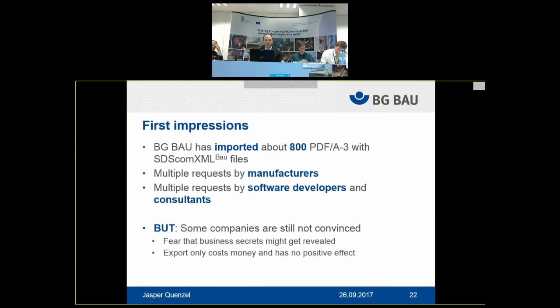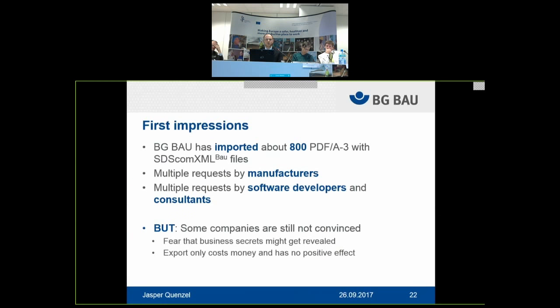What are our first impressions? When I talk about this slide, I have to correct the number in the first line. This is copied from another presentation. I didn't update it. I forgot about it. We have about double the amount of PDF files imported since the end of the project. About 1,600 PDF A3 documents have come to us since then. It's not very much, but at least it's a little bit.